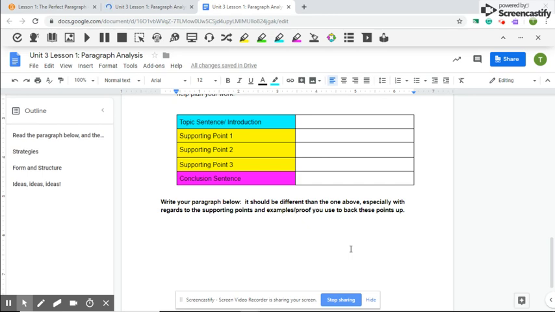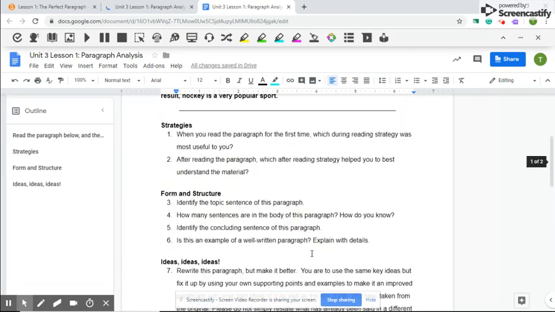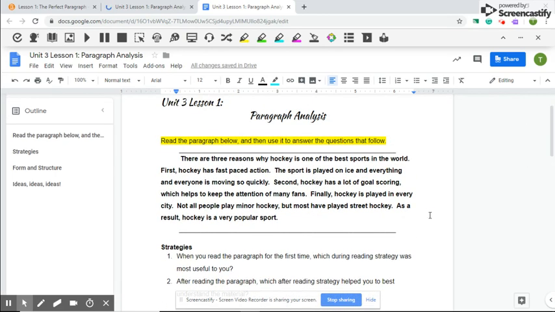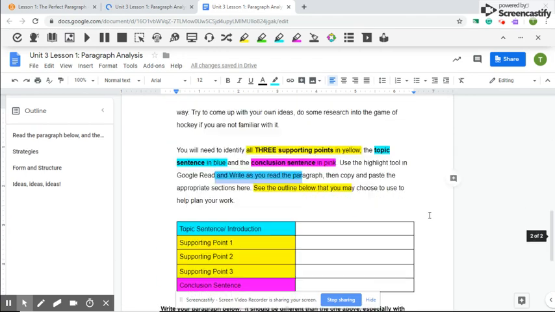The paragraph focuses on hockey. If you're unfamiliar with hockey or you don't know a lot about it, you can do a little research, Google the sport of hockey, and try to come up with 3 things that make it, as it says, one of the best sports in the world. So 3 arguments why hockey is the best sport in the world, and 3 pieces of proof to back that up, sandwiched between an introductory sentence and a concluding sentence. That's your task for today.